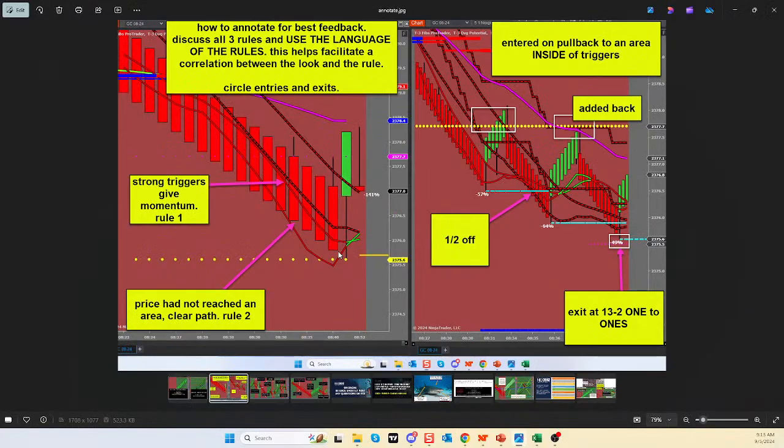Make sure that when you post in the room, you talk about the momentum. You talk about the path, whether it's clear, whether it's not, and where you entered and where you exited. And this does a couple things for me. One, it lets me know how you're reading the indicators.